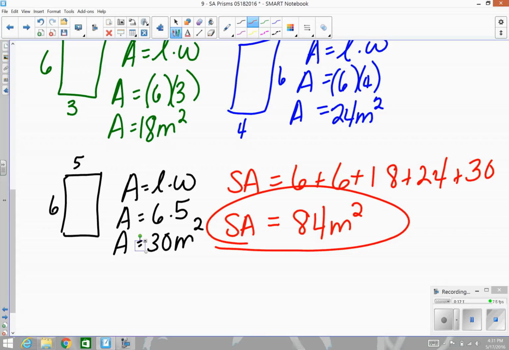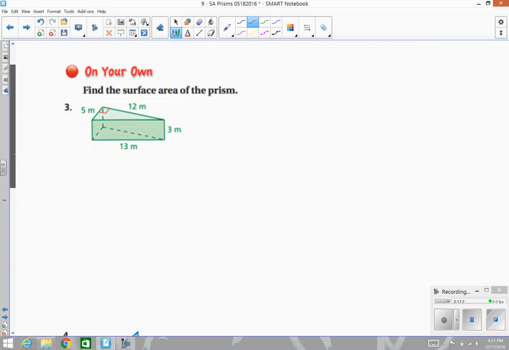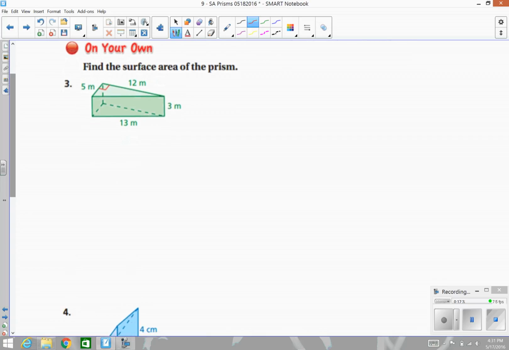Flip the page. I'd like to help you start the next one, and then I'll let you practice on your own. For this, I want to help you identify the different surfaces. You have 2 bases, and the bases are always going to be your triangles. So there's one here, and then one on the other side is the other base. So let's redraw that. They look kind of like this, where this side is a 5, and this side is a 12.